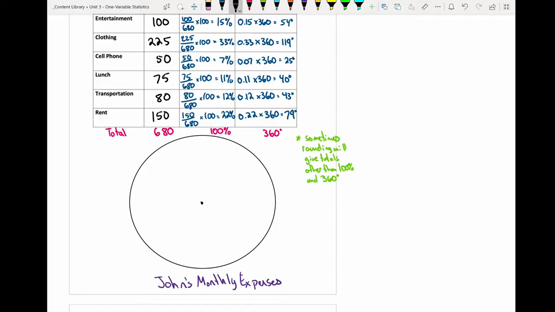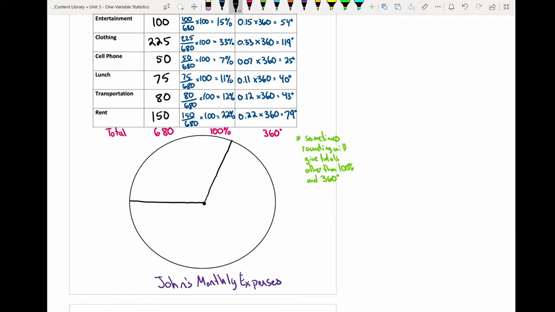Again, you could also enter all this information into Excel or Google Sheets and get it to spit out for you, but it is helpful to know how these numbers come about. So we're going to draw a line to a center, and then using a protractor, figure out what each angle measurement is. I don't have a protractor on here, but I'm going to roughly draw them out as to what they should be.